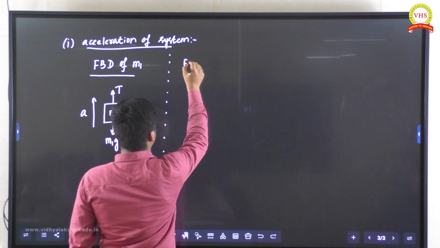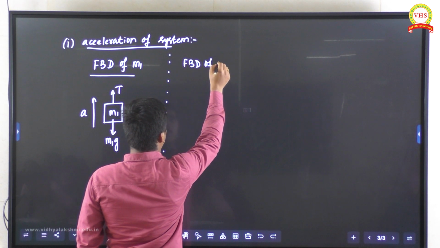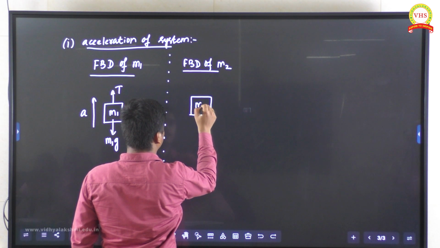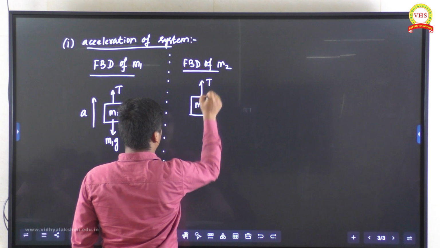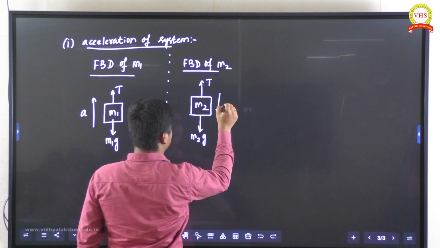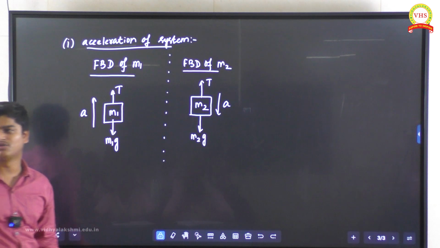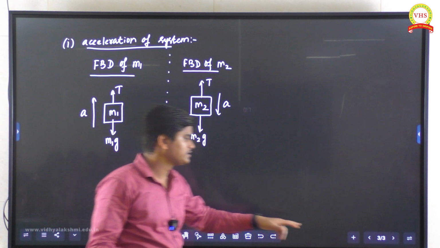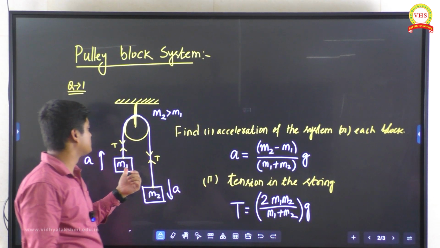On this side I'll write the free body diagram of M2. In the M2 free body diagram, tension is upward and downward will be M2G. And here the acceleration is downward. See the picture? The same thing we have done in the previous picture, right? Yes or no?